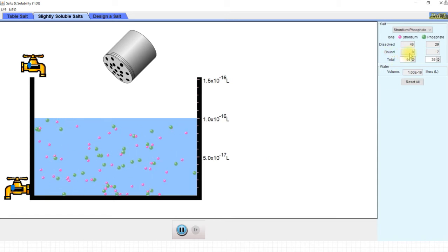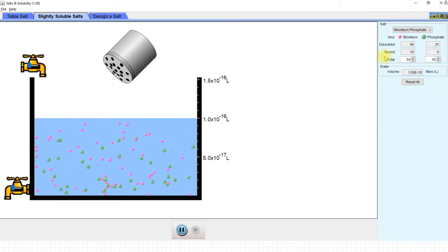And I can look over here and count them. We have about 8 or 9 solid particles. That's the bound. And we have about 45 strontiums that are dissolved. It fluctuates a bit, but it's pretty much staying at 45.